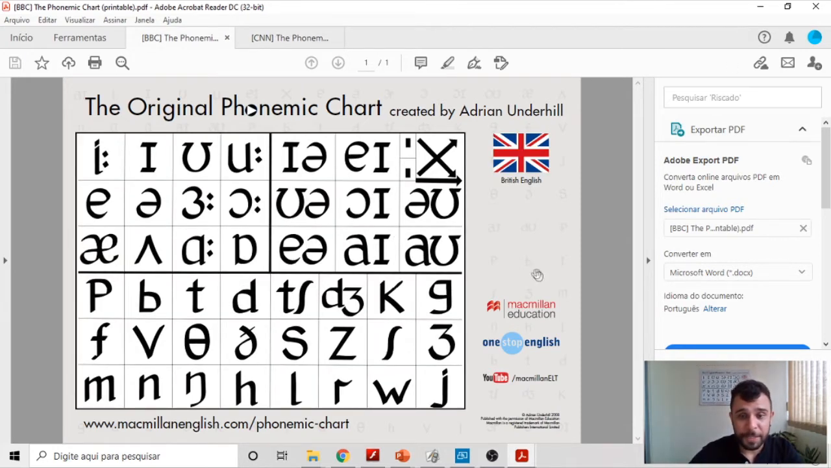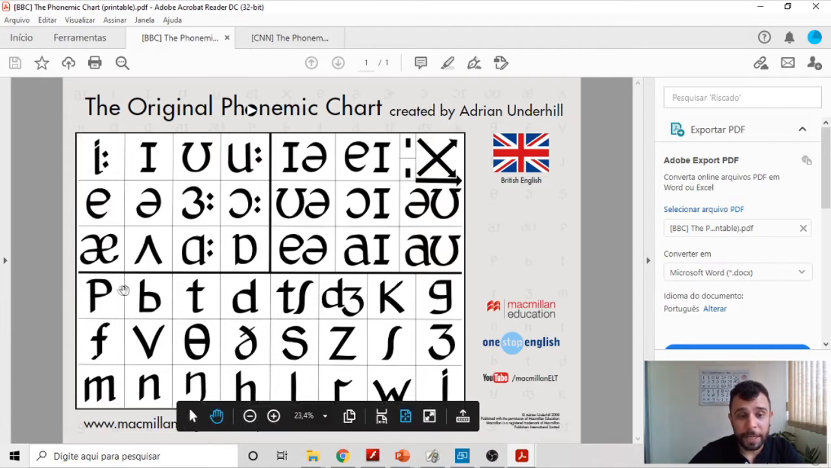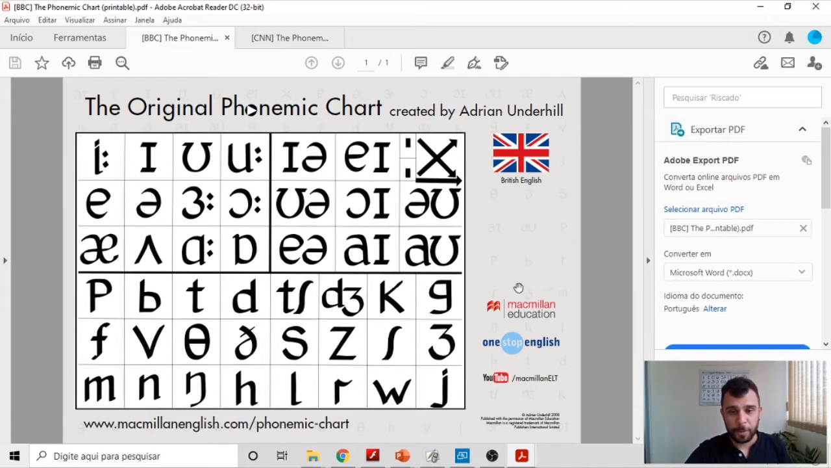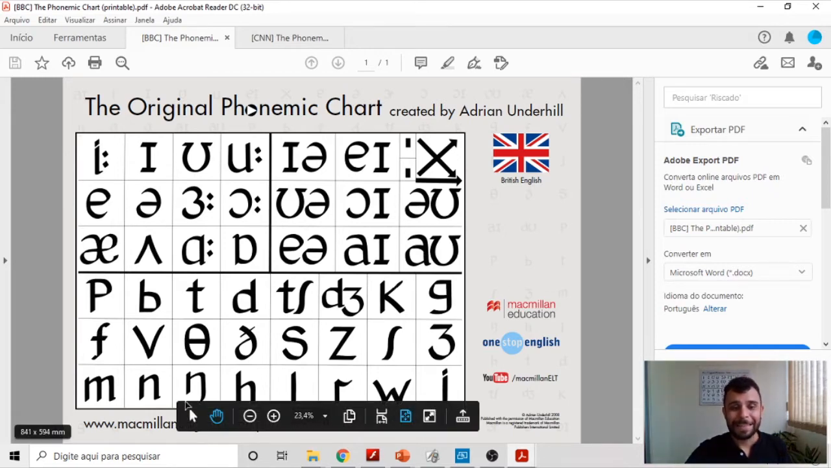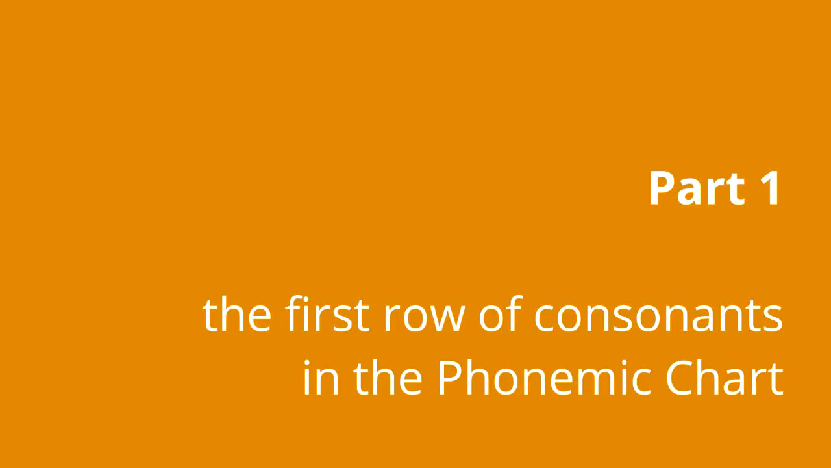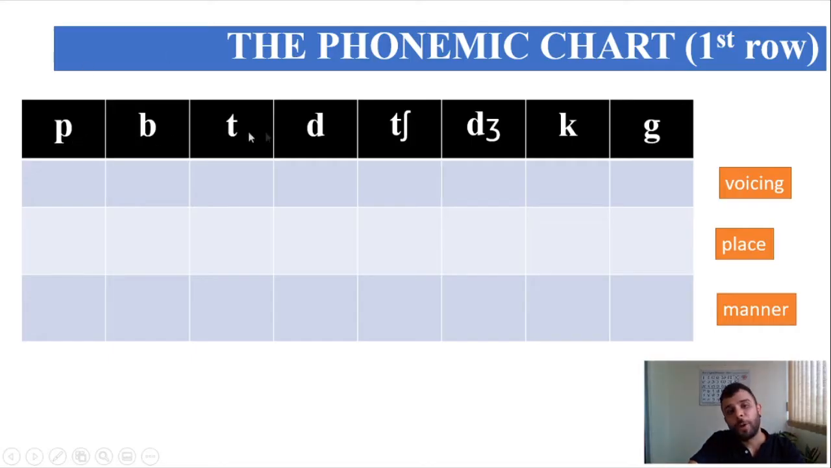The first thing we need to understand is that there are three rows of sounds here. You will have the first row, the second row, and the third row. Let's analyze what happens here. Part 1. The first row of consonants in the phonemic chart. So this is the first row of the phonemic chart. As we saw, consonants are classified taking voicing, place, and manner into consideration.